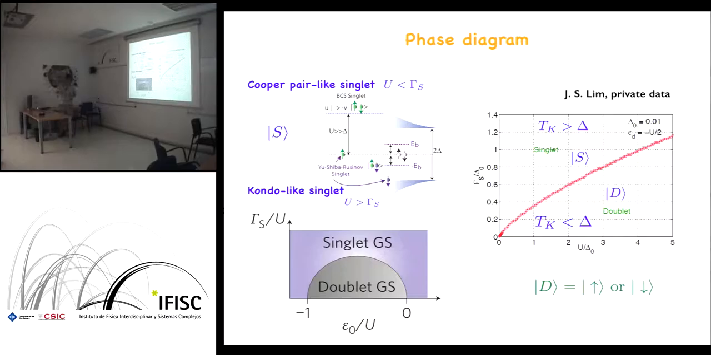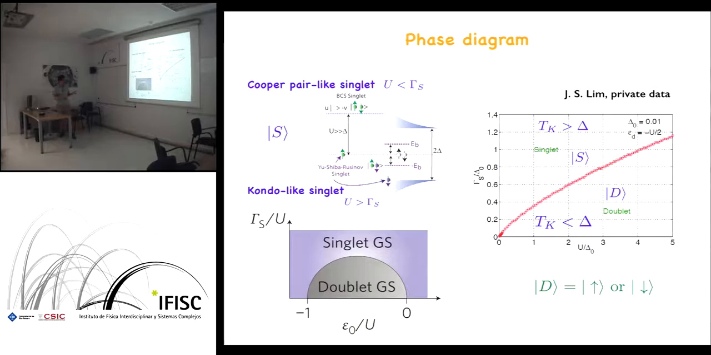But now let us consider the opposite situation. The Kondo temperature is stronger than the superconducting gap, the superconducting correlation. Then this quantum dot electron is screened by quasiparticles in the superconductor, making a singlet. So there is a transition from doublet to singlet, or singlet to doublet, depending on the Kondo temperature and superconducting gap. So as a function of Coulomb interaction, the phase diagram will be like this one. Or as a function of gate voltage, the phase diagram will have this form.